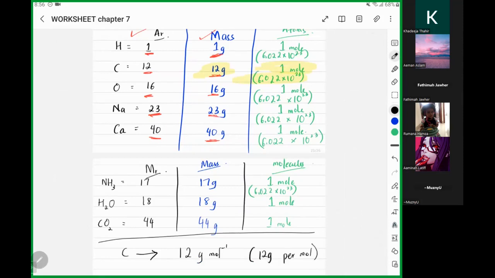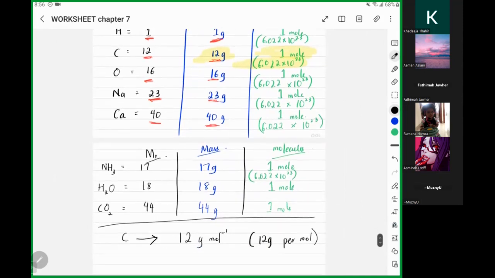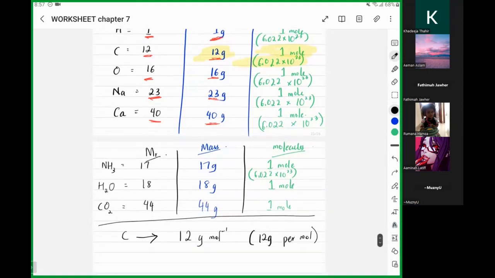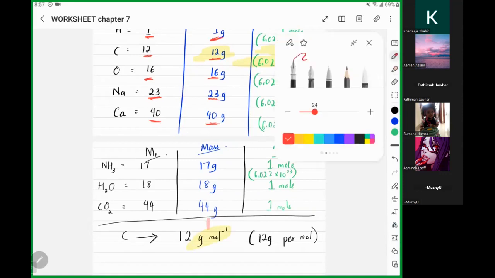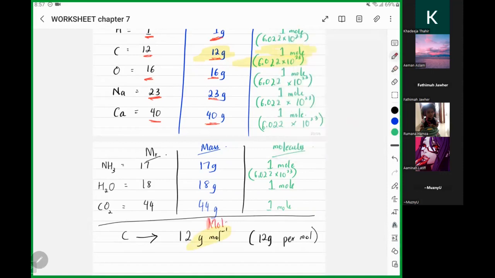Everyone agrees? Now, although the word is mole and it refers to 6.022 times 10 to the power 23, when you use it in unit form, you write mol. Like you pronounce it mole, but the unit is mol. Like for seconds we use s, but when we say it, we call it seconds. So we can say carbon is 12 grams per mole. This way of representation, using the unit, has a special name, and that is called molar mass.